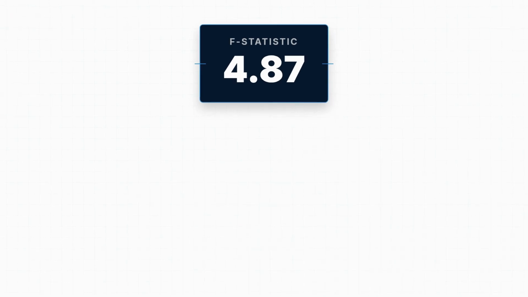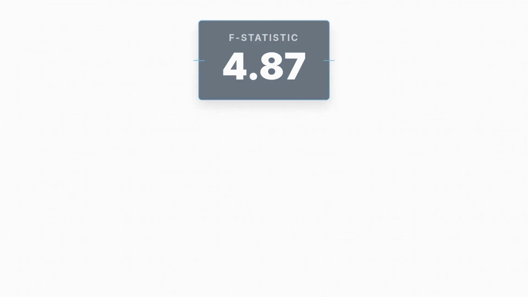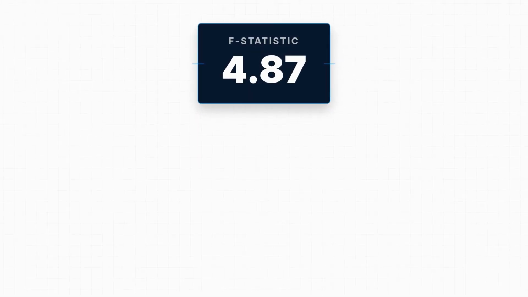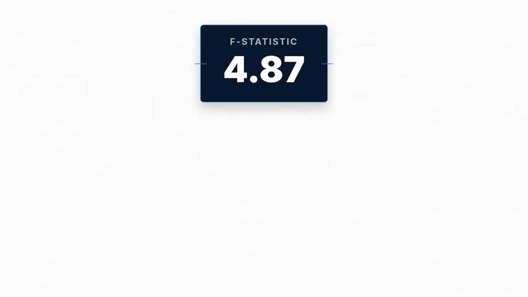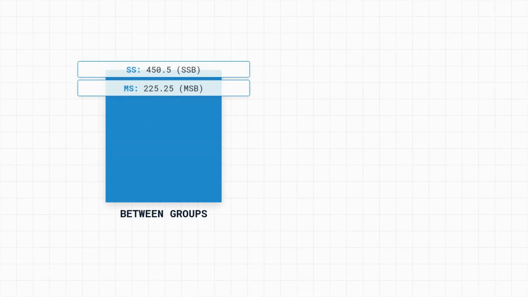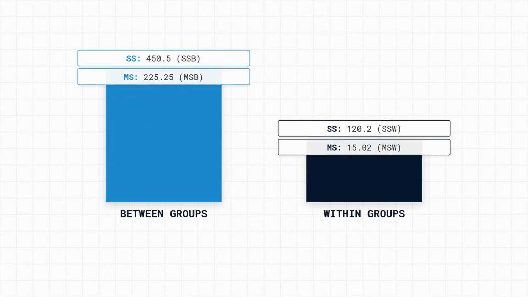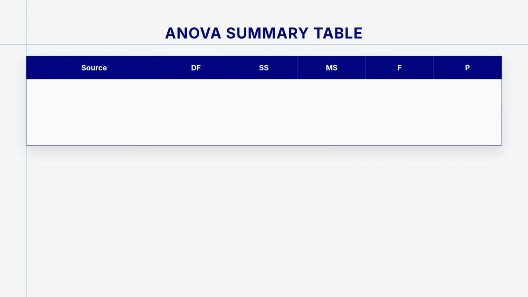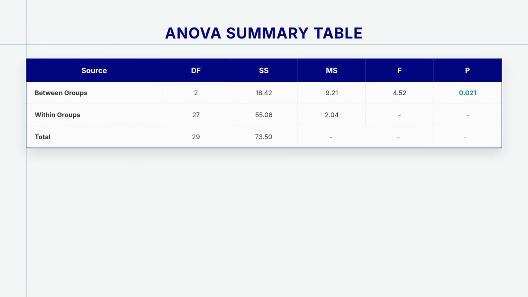You'll see the F statistic, which measures the ratio of between-group variability to within-group variability. The p-value indicates whether your results are statistically significant. The degrees of freedom for both numerator and denominator are displayed. You'll also get the sum of squares values, showing variation between and within groups, plus the mean squares. The calculator presents an ANOVA summary table with all these statistics organized clearly.